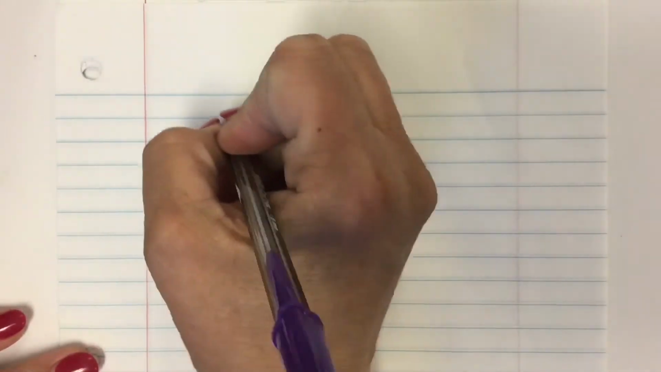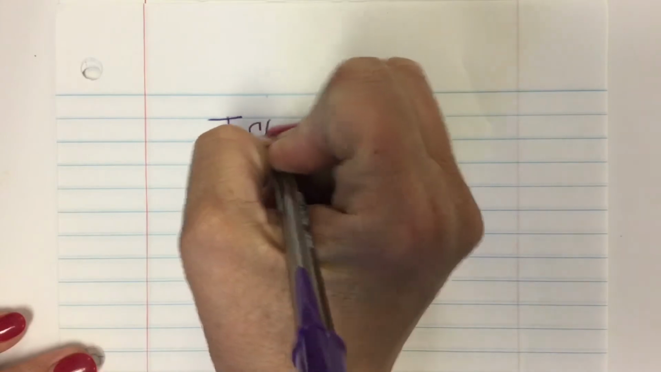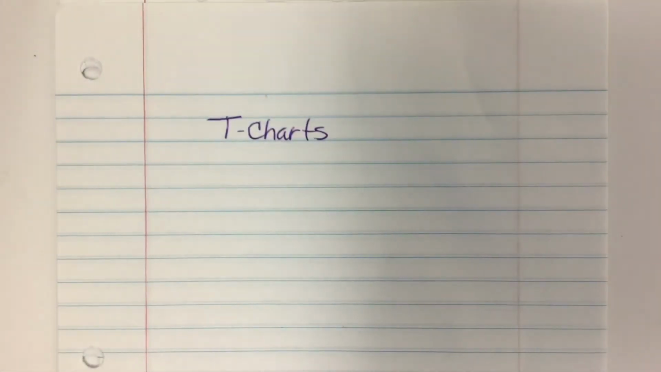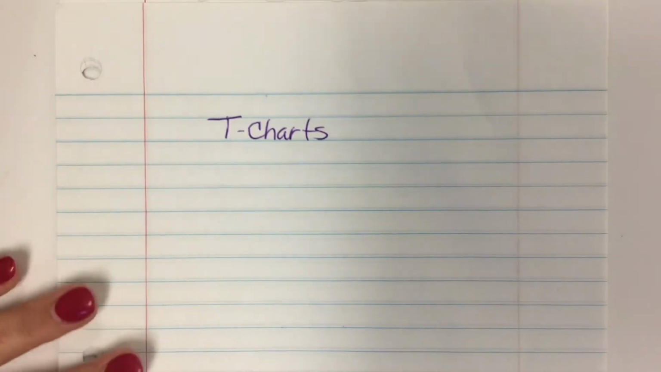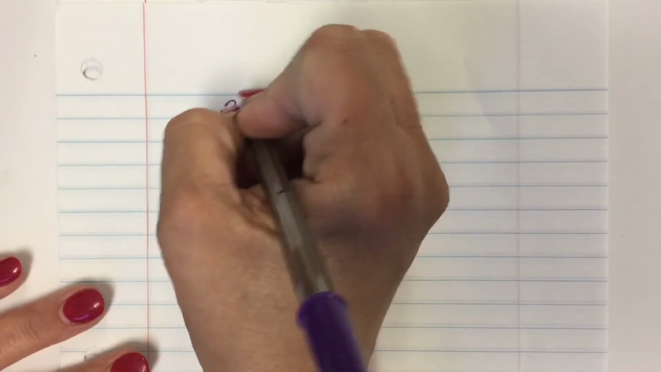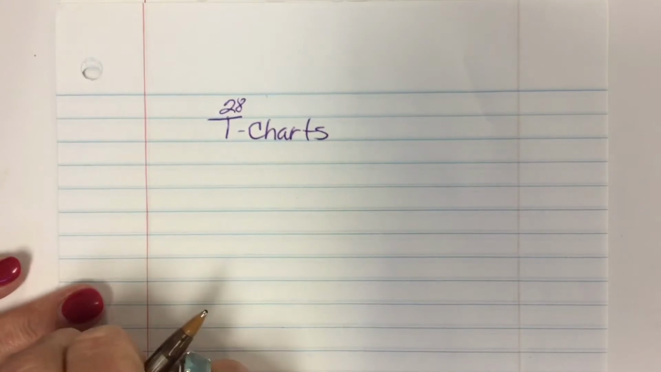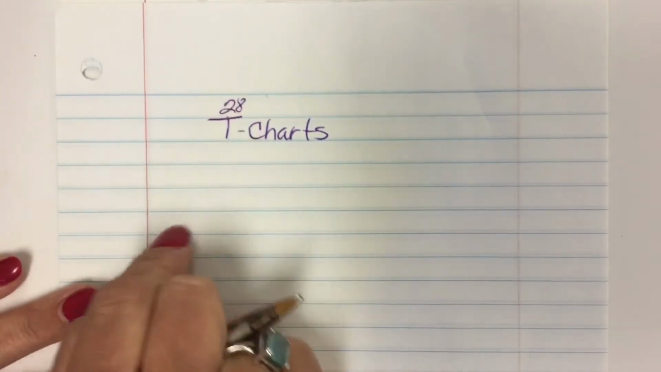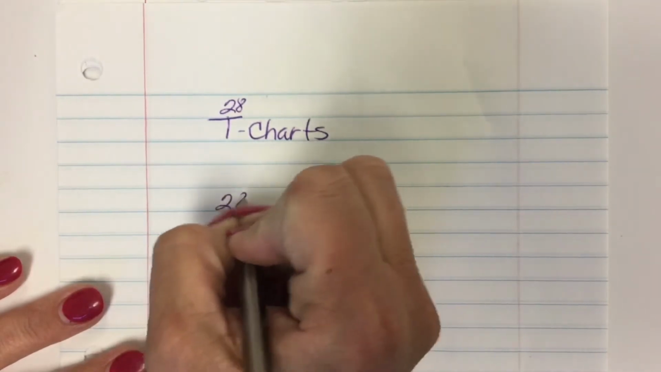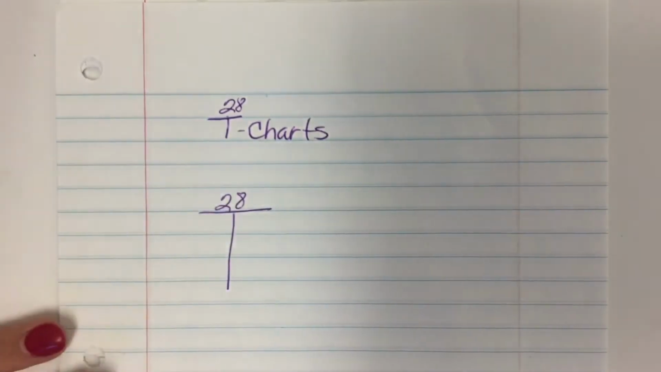T-charts is nothing but looking for the number on top. So the number on top is your product, and we're looking for the factors. So if I want to know a T-chart with 28, okay, 28 is my product. Everything underneath is the factors. So if I'm going to look for 28, I'm looking for the factors of 28.